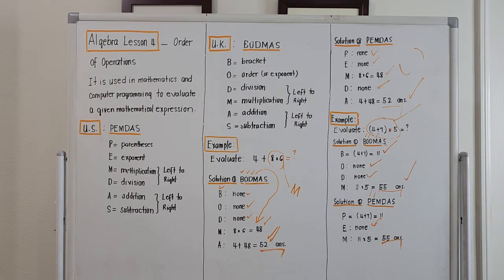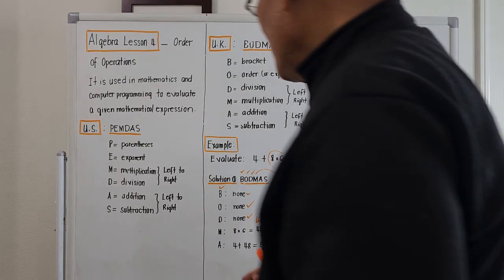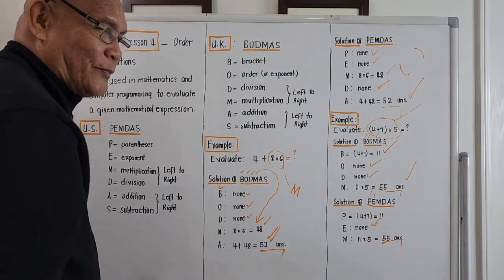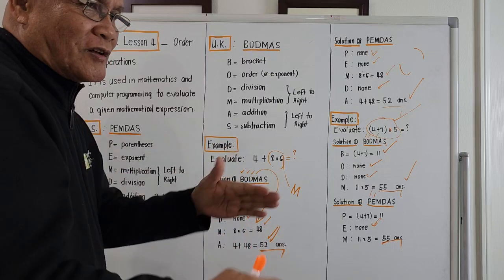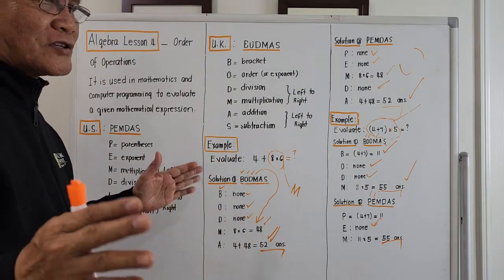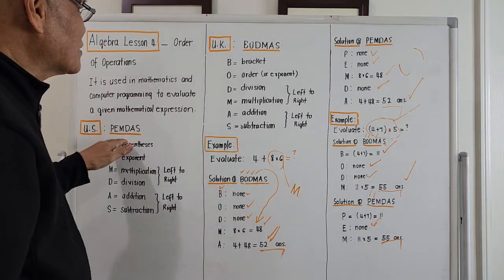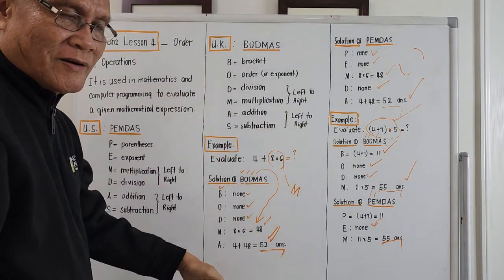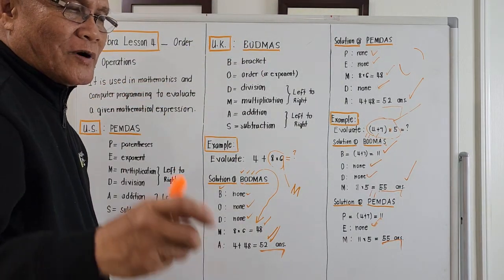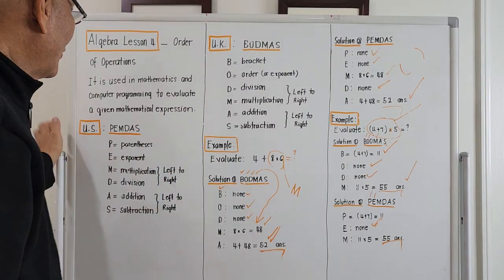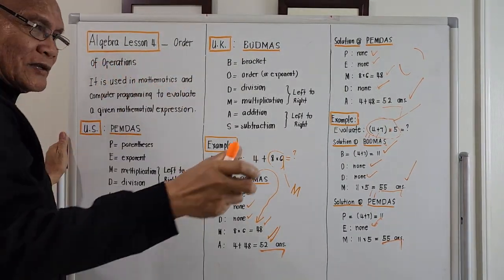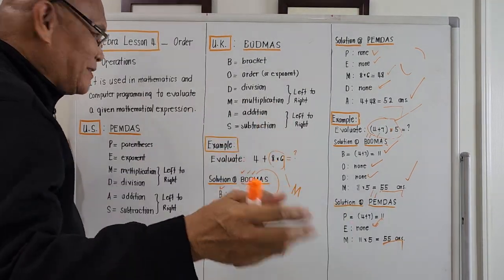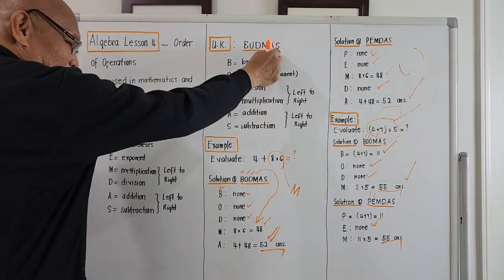Okay, that's it, guys. Whether we use the US solution or the UK solution, the result is still the same. As long as you memorize PEMDAS and BIDMAS and follow it sequentially, you will arrive at the correct answer. That's the order of operations under algebra. So from now on, try to memorize PEMDAS and BIDMAS.